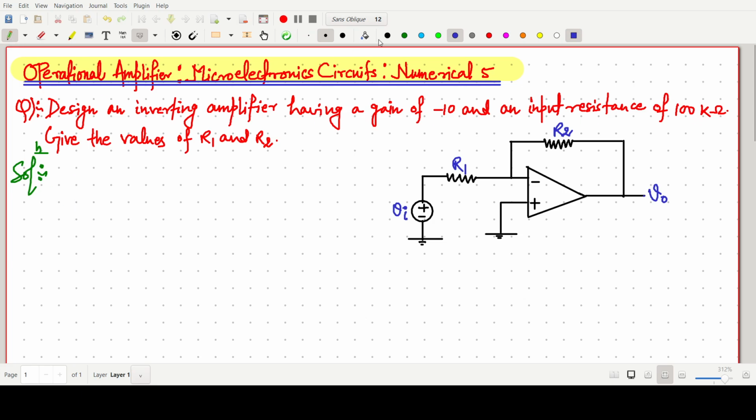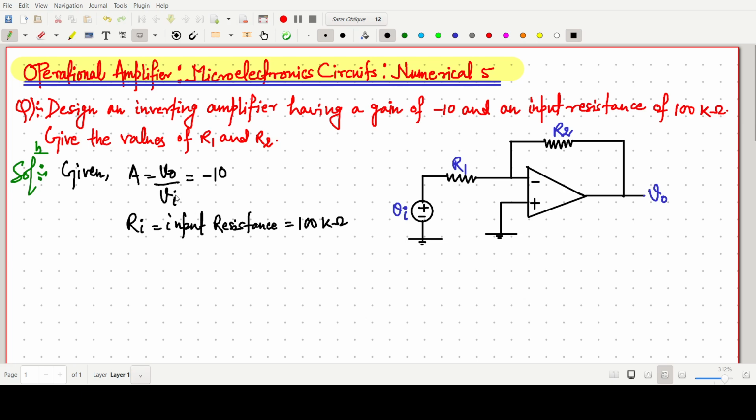So the given things are: the gain A, that is our V naught by Vi, is given as minus 10, and the input resistance Ri we have to make 100 kilo ohm. So we have to find R1 and R2.